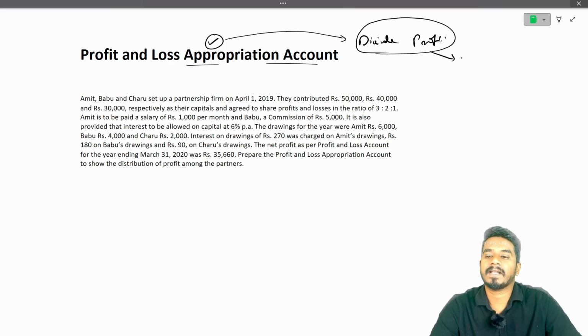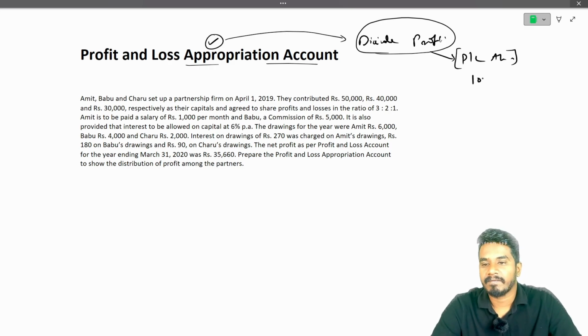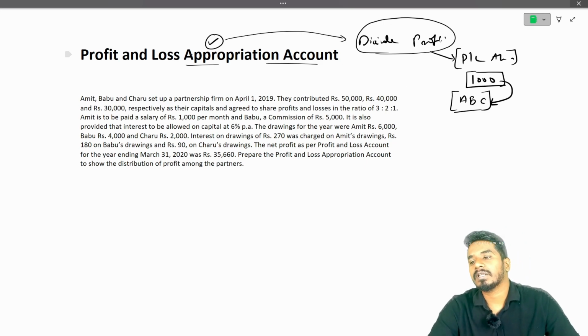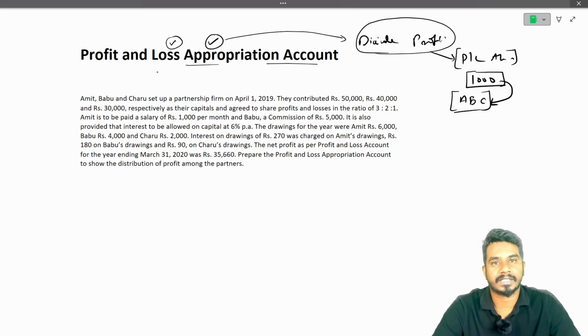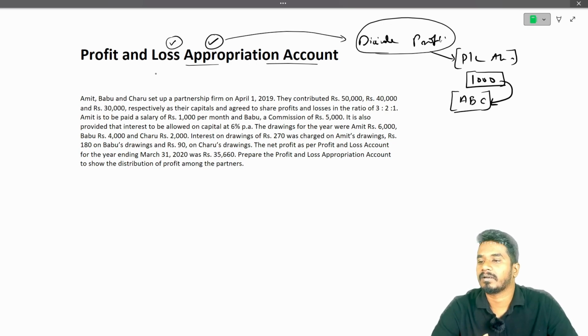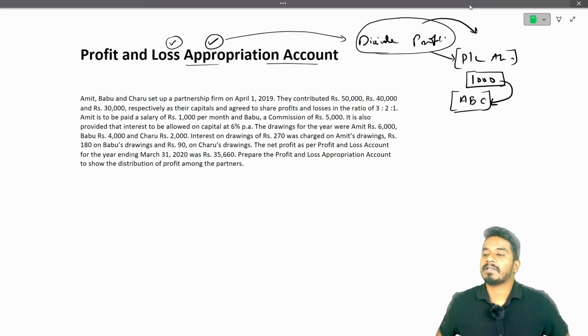Whatever profit we will get from the main P&L account, right? So let us say we got some 1,000 rupees profit and we have three partners A, B and C. So we need to divide this 1,000 rupees to these partners, right? So for that we will use P&L appropriation account. So the main use of P&L appropriation account is to divide profit among the partners. That's it, nothing else.